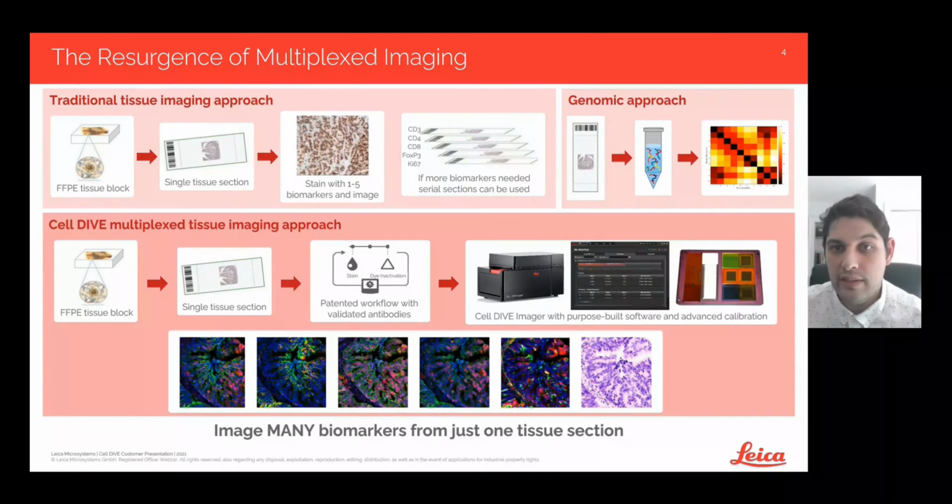CellDive is more than just an imager. It is a complete end-to-end workflow. There is, of course, the imager, but there's a software suite that helps you manage multiplex imaging studies, as well as advanced calibration techniques that make seamless stitching and high-quality images easy to obtain. By performing this technique, you can get these beautiful layered images of multiple different biomarkers within that same tissue section without having to go back and use serial sections.